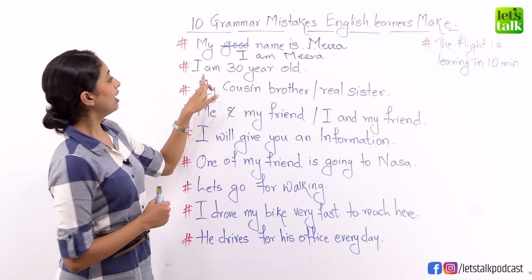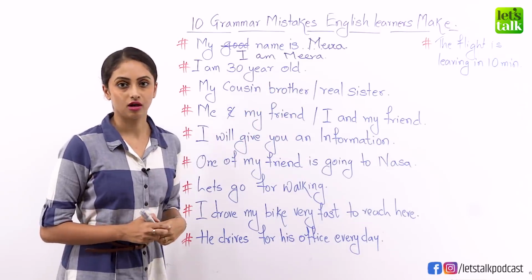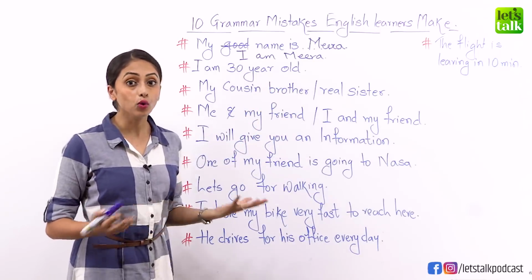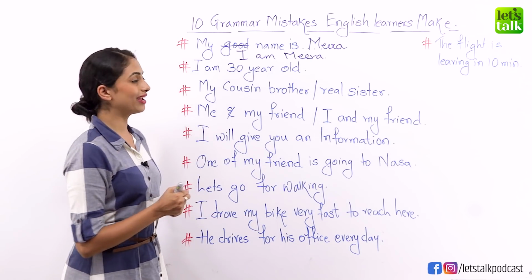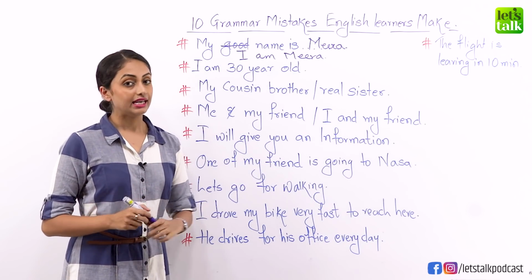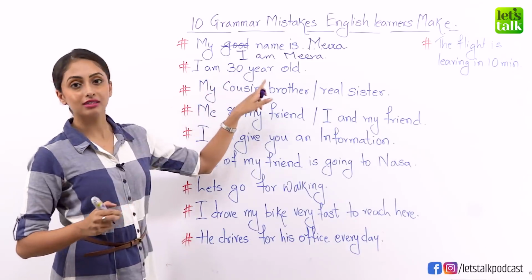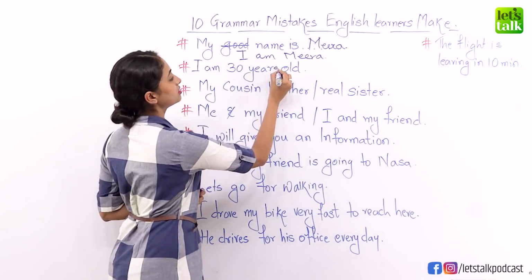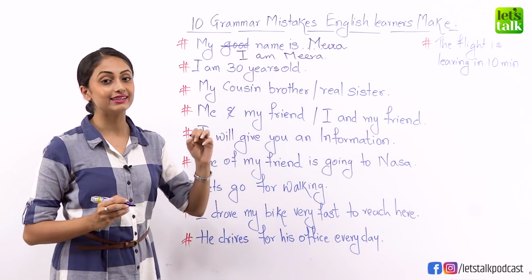Moving on. I am 30-year-old. What? Are you a 30-year-old bowl? A bottle? No. Usually when human beings are telling for how long they have lived, it is always plural. I am 30 years old. Do not make this mistake. I am 30 years old.